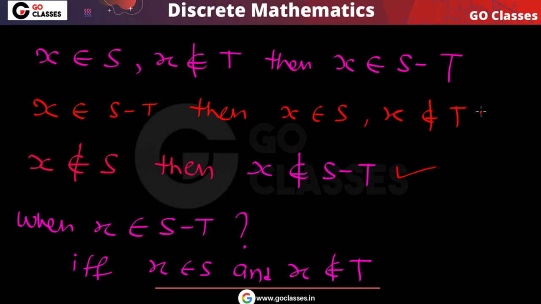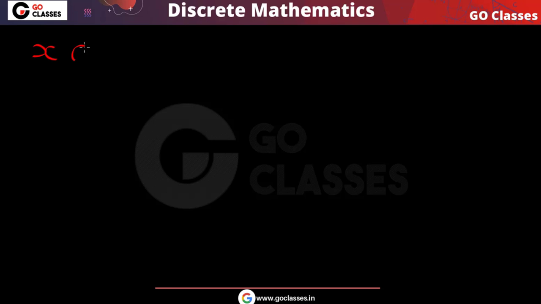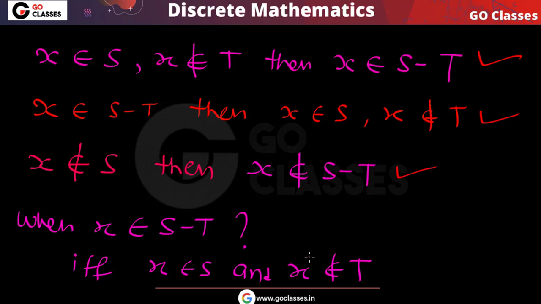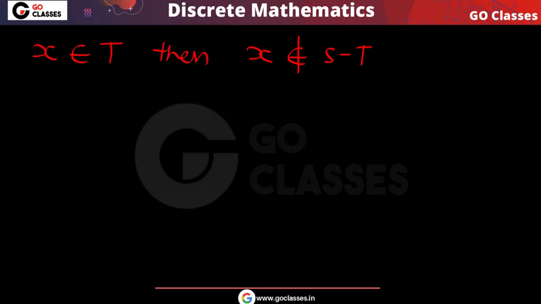Similarly, all these statements are correct. Now, if X belongs to T, then what can we say? Think about it. X belongs to T, then definitely X does not belong to S minus T, because X will belong to S minus T if and only if X belongs to S and X does not belong to T. So you can notice if X belongs to T, then definitely X does not belong to S minus T. So these are important.